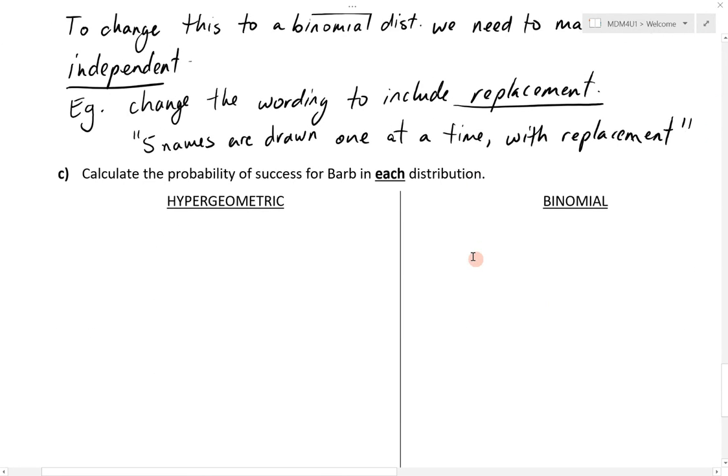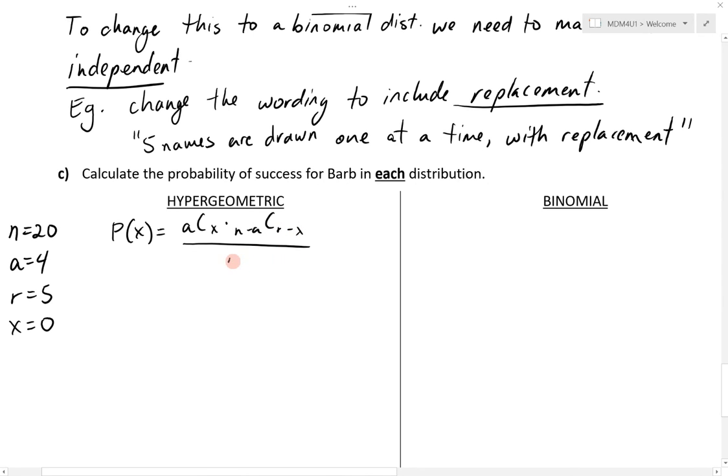So in a hypergeometric distribution, you have 20 names, and your population size is 20. 4 of them are successful, A is 4, R is equal to 5. You're drawing 5 names, and we're looking at the outcome of 0. The reason is that if you want to know the probability of more than one success, that's a lot of probabilities to calculate. But if you use the indirect method, you just do 1 minus the probability of 0, which is just one probability calculation. So using this probability formula, P of x equals A choose x times N minus A choose R minus x, over N choose R.